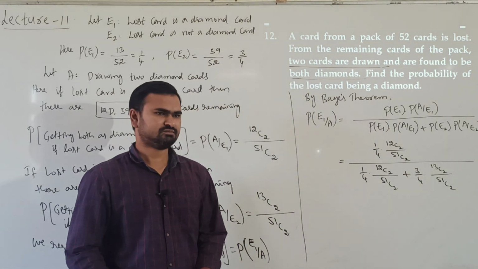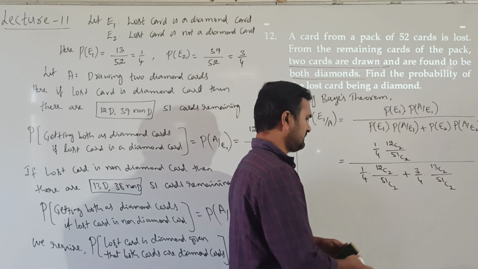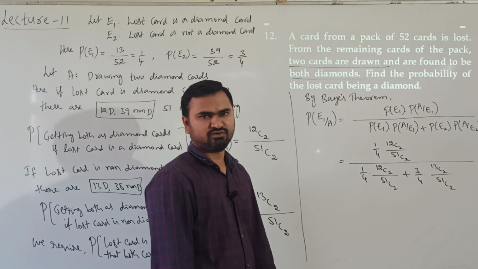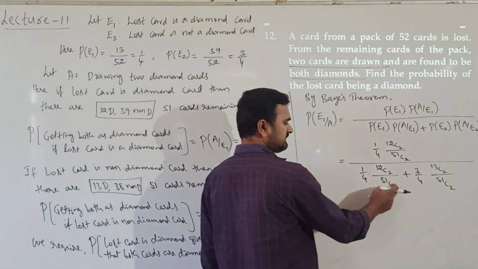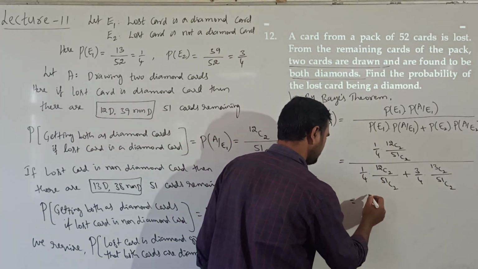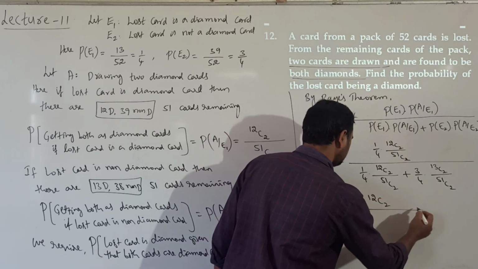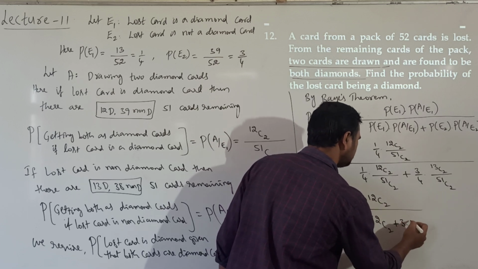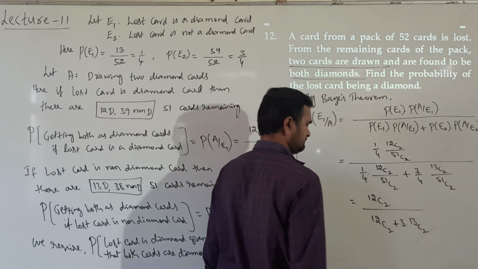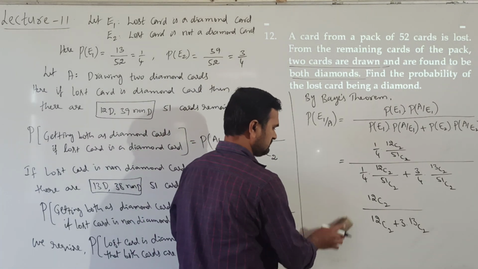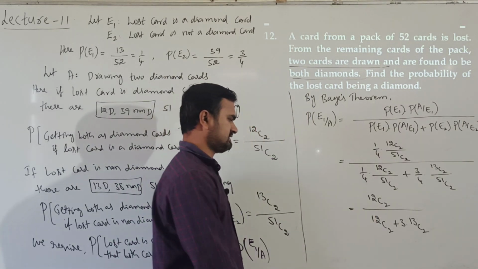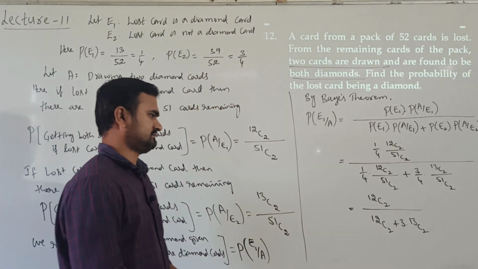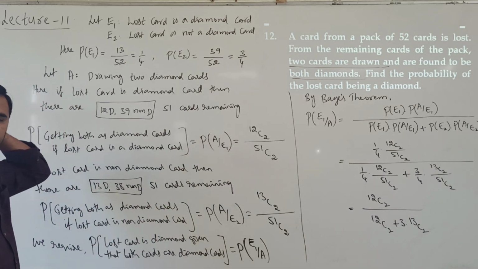So let us simplify it. No need to expand all. Observe denominator 4 into 51 C2, 4 into 51 C2. LCM is 4 into 51 C2. So the term will get cancelled in numerator and denominator. So remaining is 12 C2 divided by 12 C2 plus 3 into 13 C2. Okay. Now we have to expand and simplify it. We can do that. Note down.